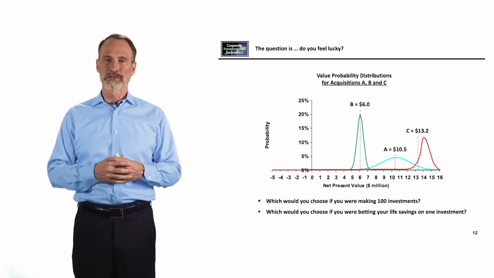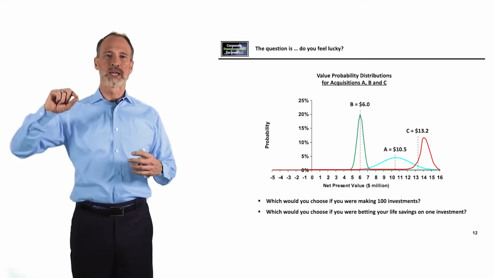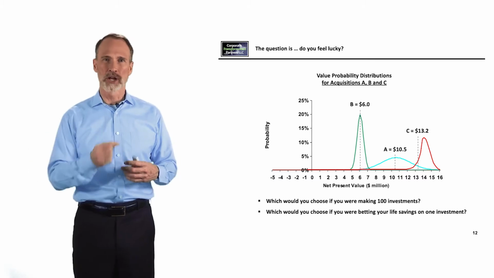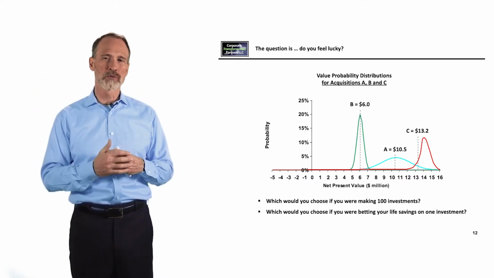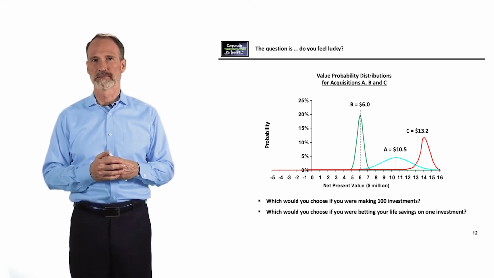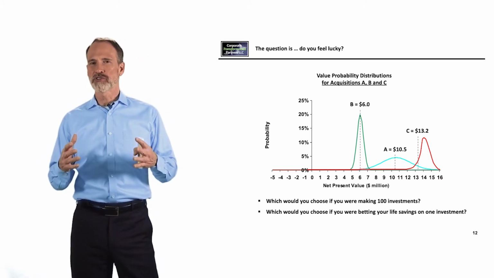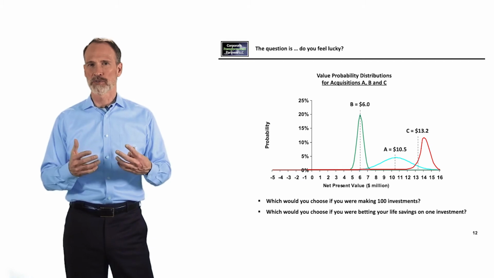So let me ask you 2 questions. Question number 1. If I constrained you to saying you're going to either make 100 investments in C, 100 investments in A, or 100 investments in B, and assume you have the capital to do all of that, which one would you choose and why? Now, if you're going to do 100 of these things, I'm pretty sure that you'd ultimately choose to go with investment C. And here's why.